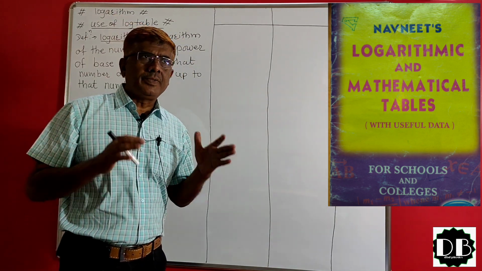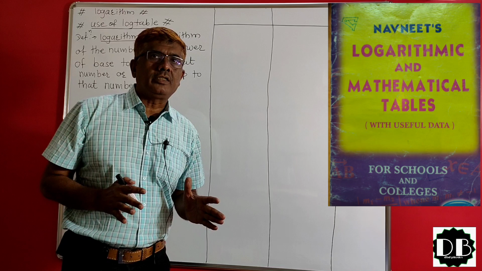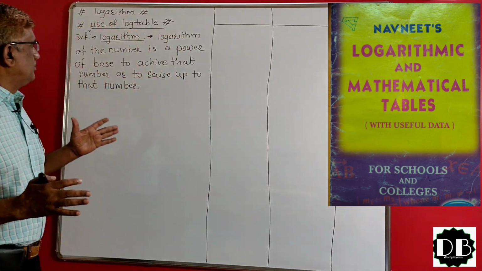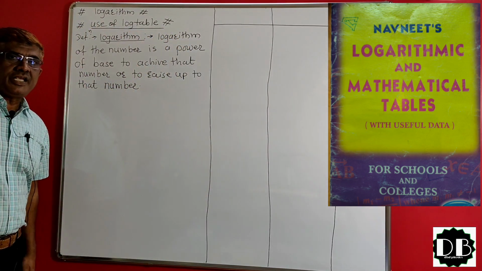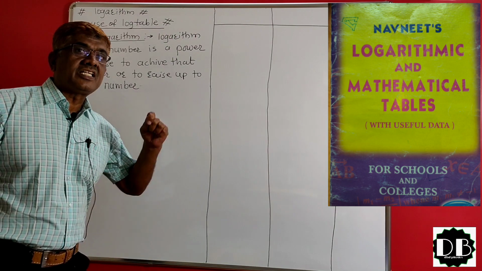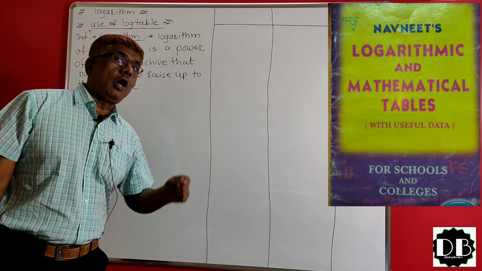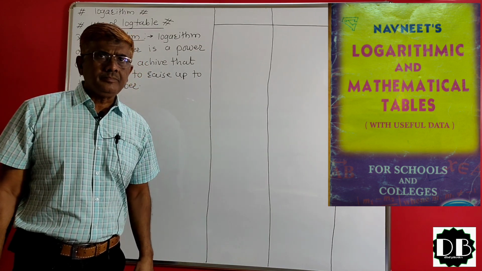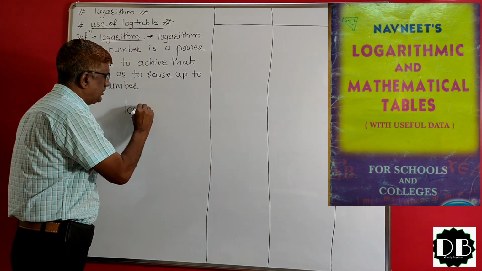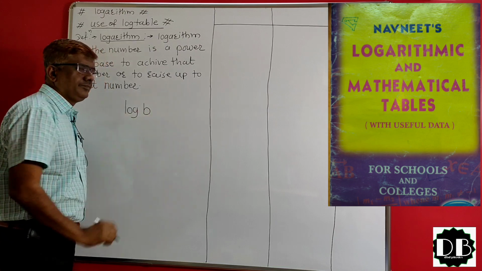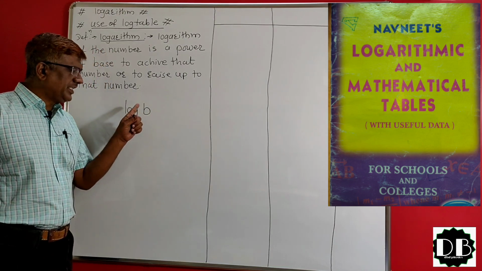We are going to start with logarithm. First we must know what is the logarithm. Logarithm of the number is a power of base raised up to that number, or to achieve that number, or to obtain that number. What it means? Suppose that b is a number. We are going to find out its log.